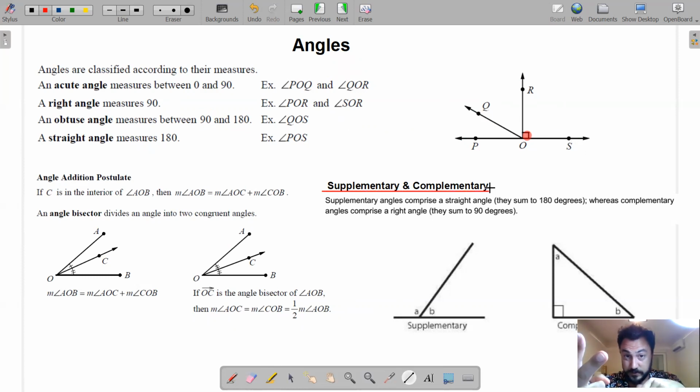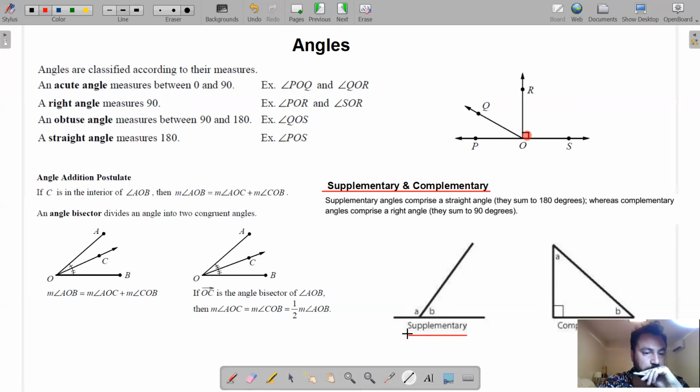Two angles that sum together to give you an angle of 90 degrees are called complementary angles. So the angle A plus the angle B would give you an angle of 90 degrees. That means those angles are called complementary angles. Two angles that sum together to give you an angle of 180 degrees are called supplementary angles.